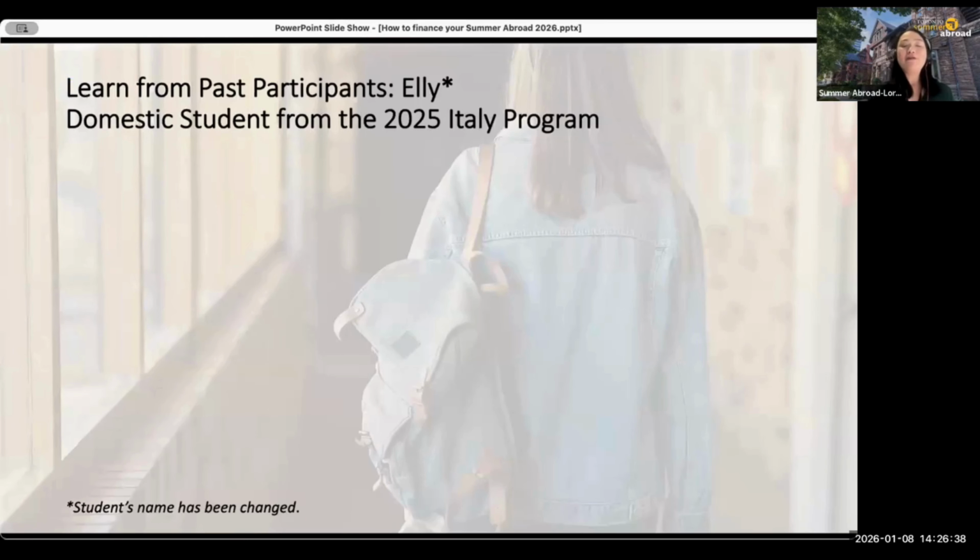Okay, so now that I've talked a little bit about awards, I would like to use a student profile as an example. It's always helpful to use an example to explain how this could work for you. So I am going to use the example of Ellie. Again, names change, but the student's real. A domestic student from 2025 Italy summer abroad, using the same example to keep things easy.